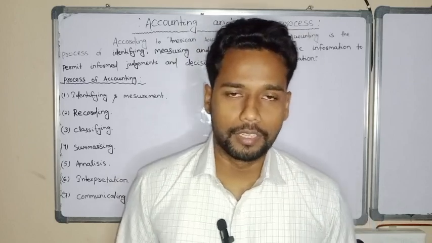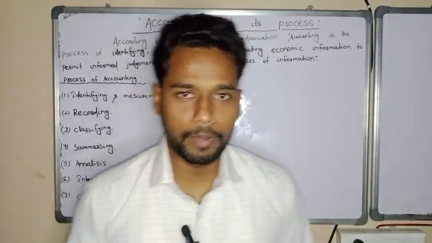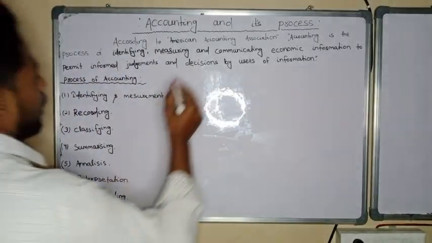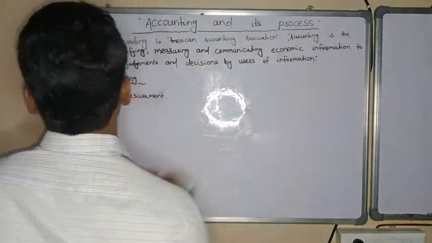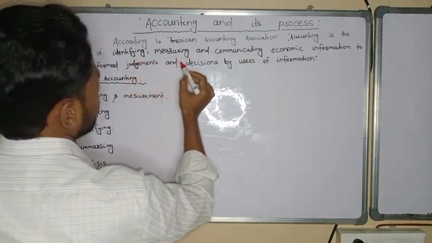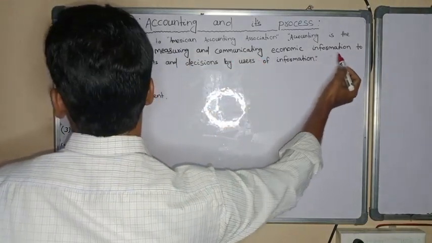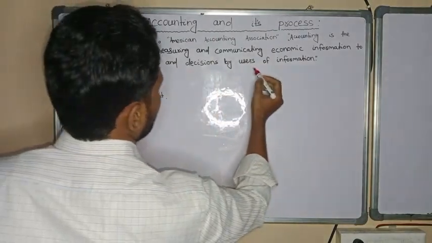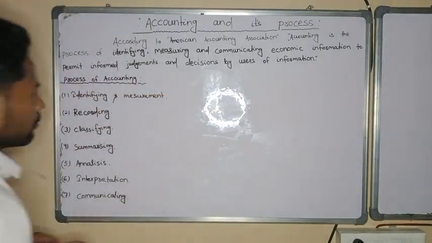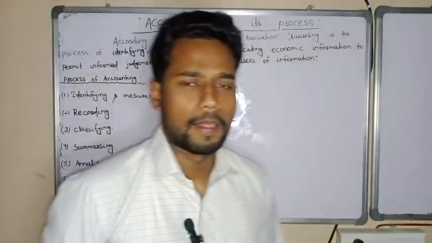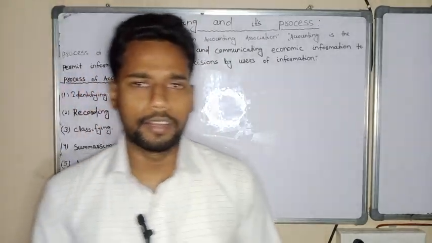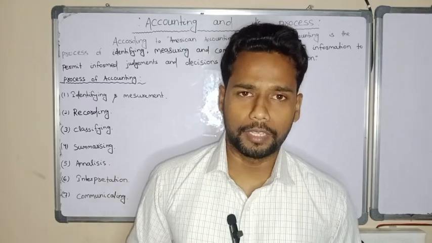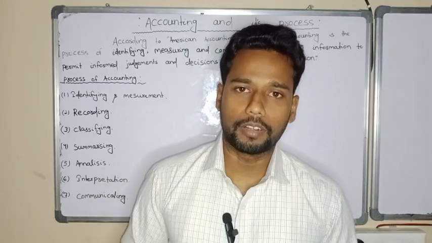So what is accounting? First, let's read out a definition given by the American Accounting Association. According to the American Accounting Association, accounting is the process of identifying, measuring and communicating economic information to permit informed judgment and decision by users of information. If you read definitions given by one author, two authors, three authors, many authors, the concept of accounting will not be clear.